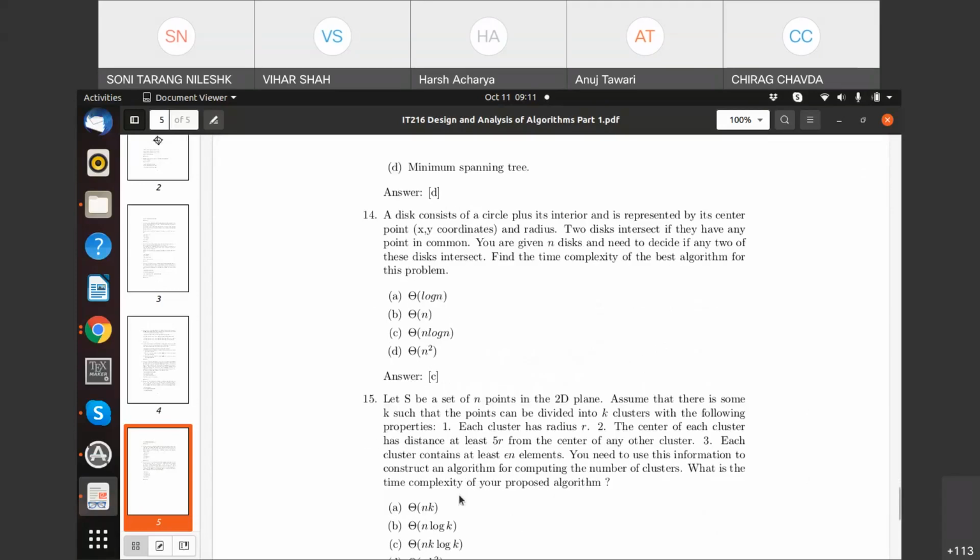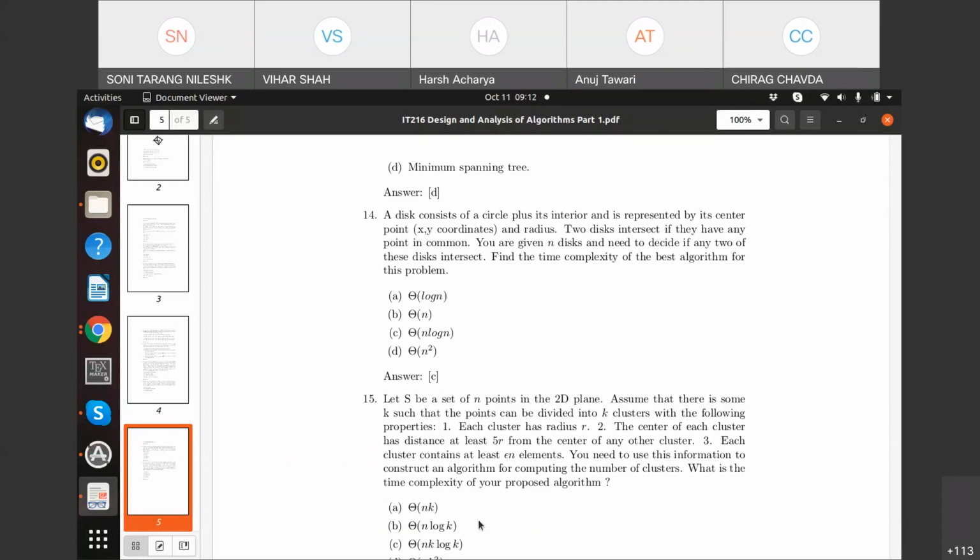Okay, this problem, I saw that many of you have just left it. Maybe you found it a very difficult problem also. Some have given wrong answers. Theta of n log k, that is not it. At least I don't see any n log k algorithm for this problem.